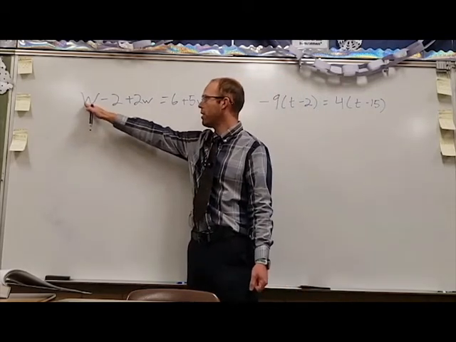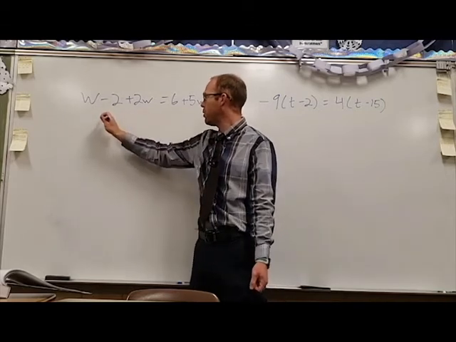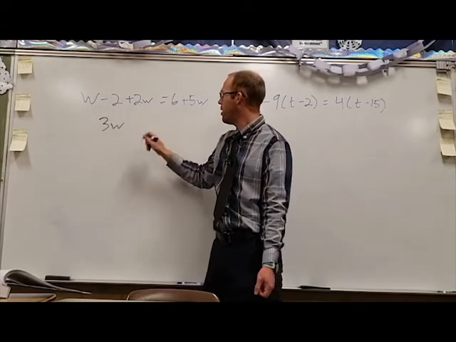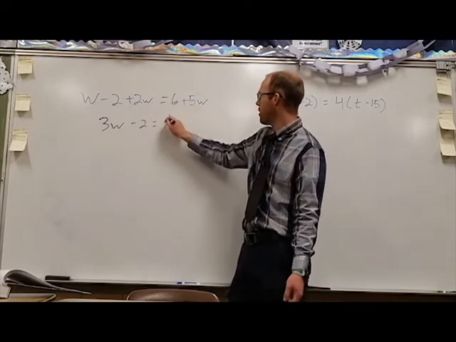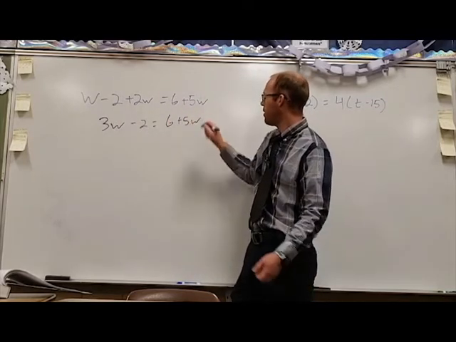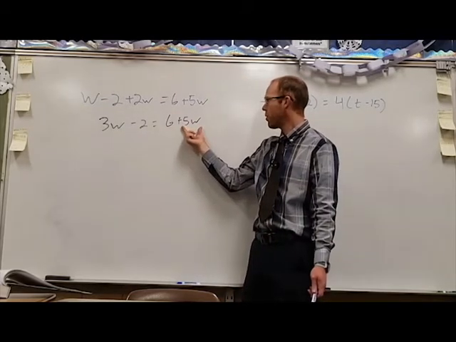So I'm going to start by getting these W terms right here together. We've got 1W plus 2W. That gives us 3W. We still have this minus 2, and over here everything's the same, so we get 6 plus 5W. All right, now we've got this W term on both sides, so we're going to eliminate this.